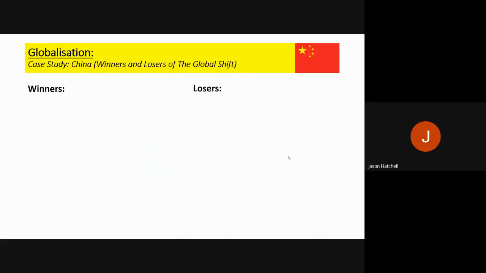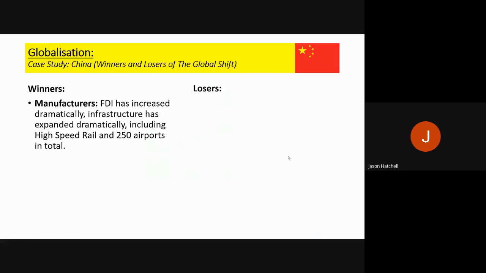You then had another case study looking at the winners and losers of the global shift. So this is a really brief one on China. And let's start by looking at the winners of the global shift in China. Manufacturers. Foreign direct investment has dramatically increased. Infrastructure has expanded. And high-speed rail has also expanded in China, with 250 airports now in place as well.